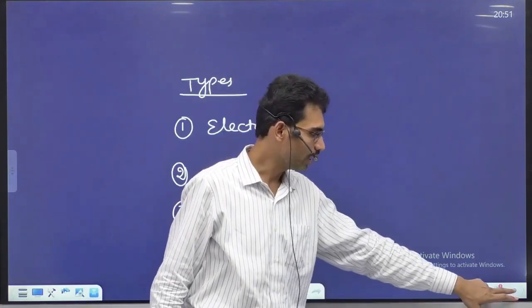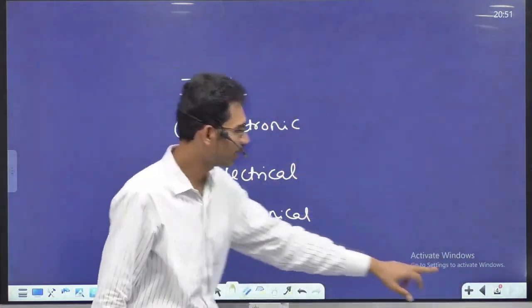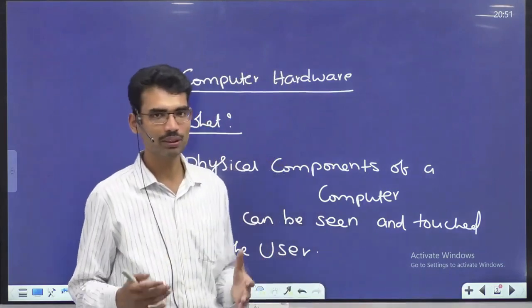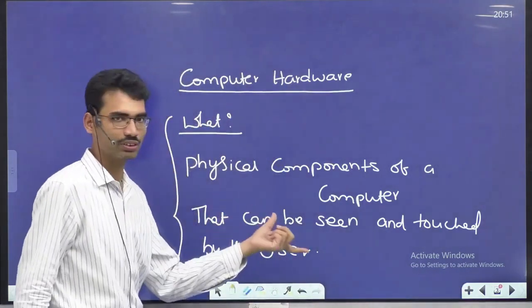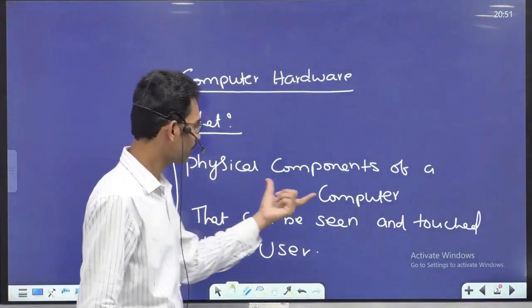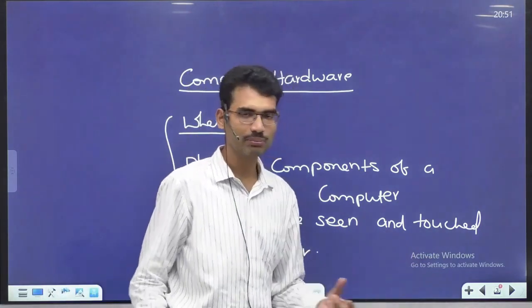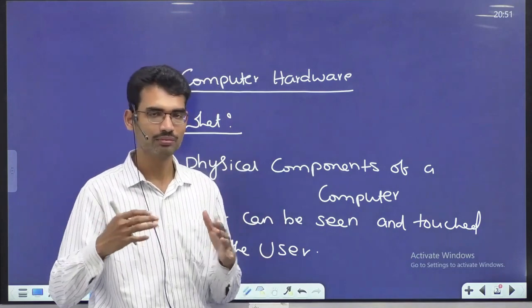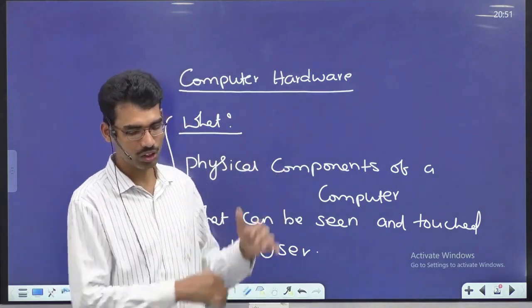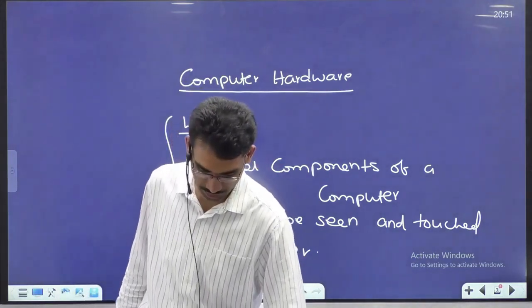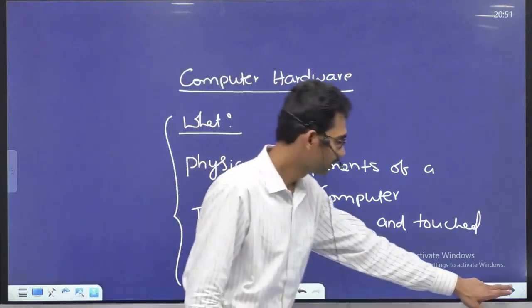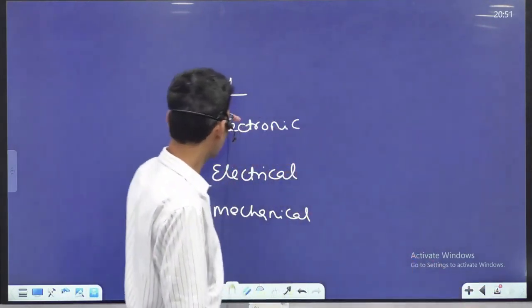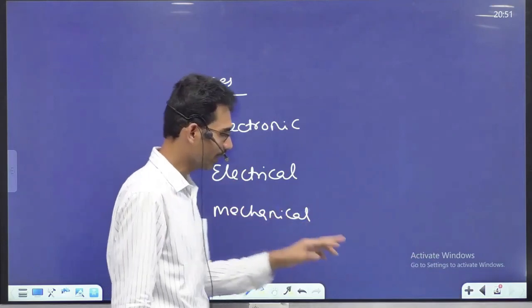How can questions be asked with respect to computer hardware? Questions are going to be simple. This definition itself is a question: the physical components of a computer that can be seen and touched by the user is dash. Simple, that is computer hardware. Likewise, questions will come. This is one type of classification of computer devices: electrical, electronic and mechanical.